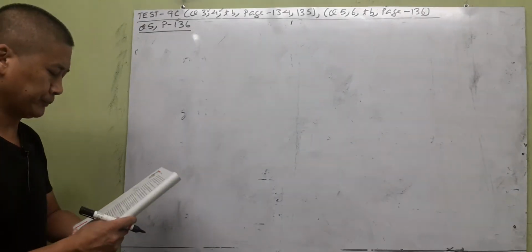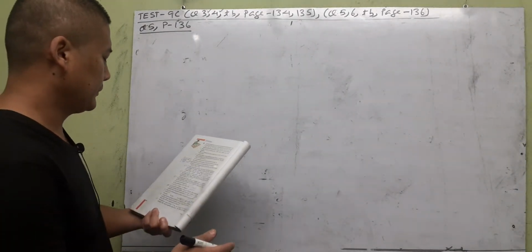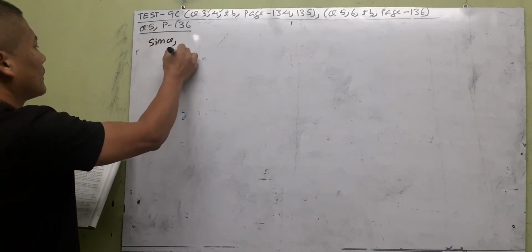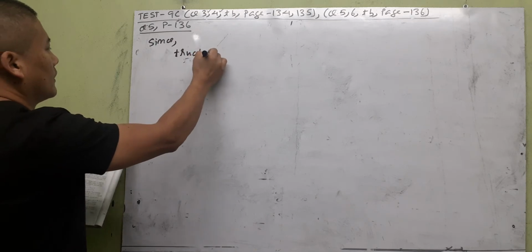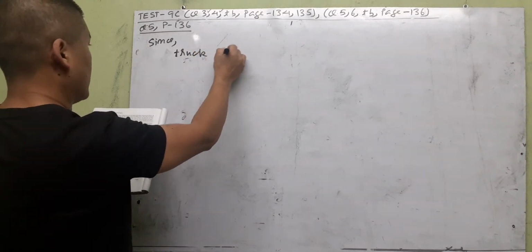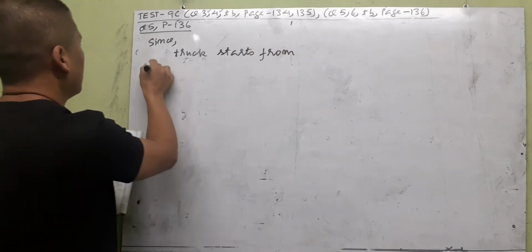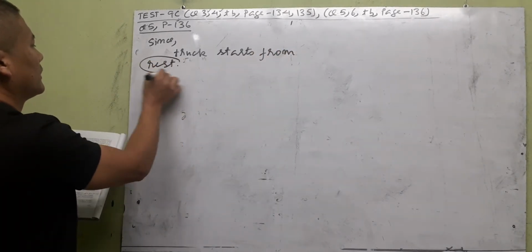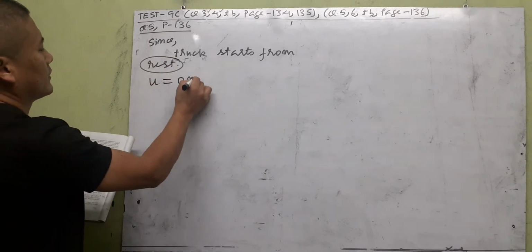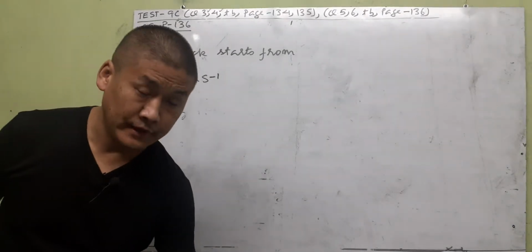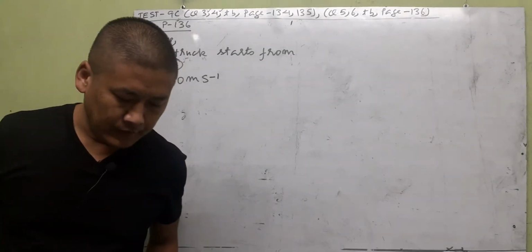A truck starts from rest and rolls down a hill with a constant acceleration. It travels a distance. So it rolls down from rest. Since the truck starts from rest, the key word here is rest, which means the initial velocity is 0 meter per second. At the beginning it was at rest, meaning not moving, with a constant acceleration.